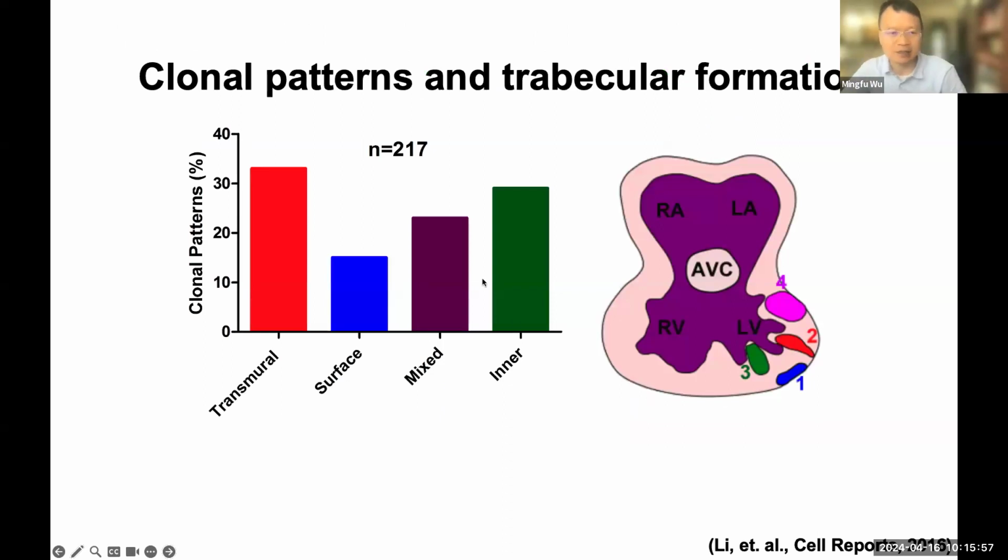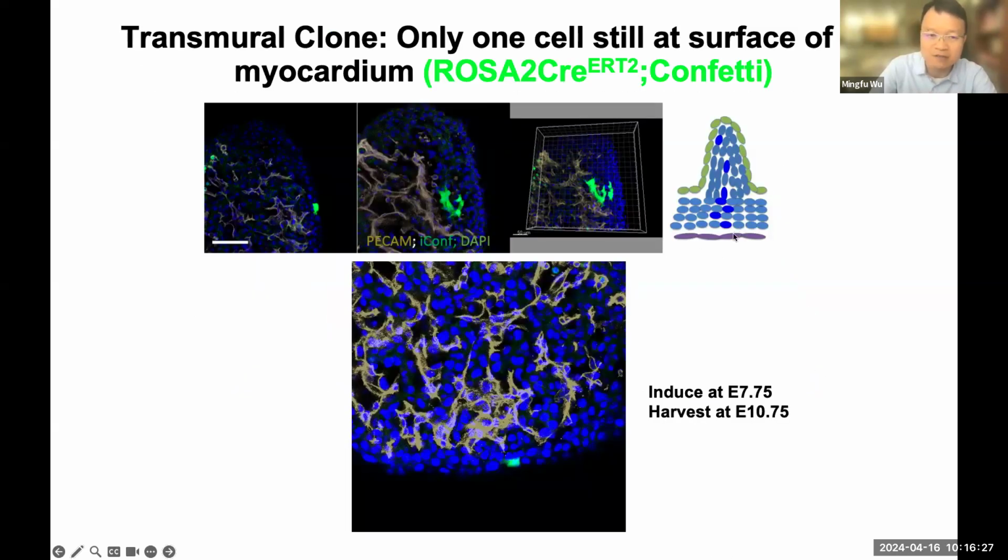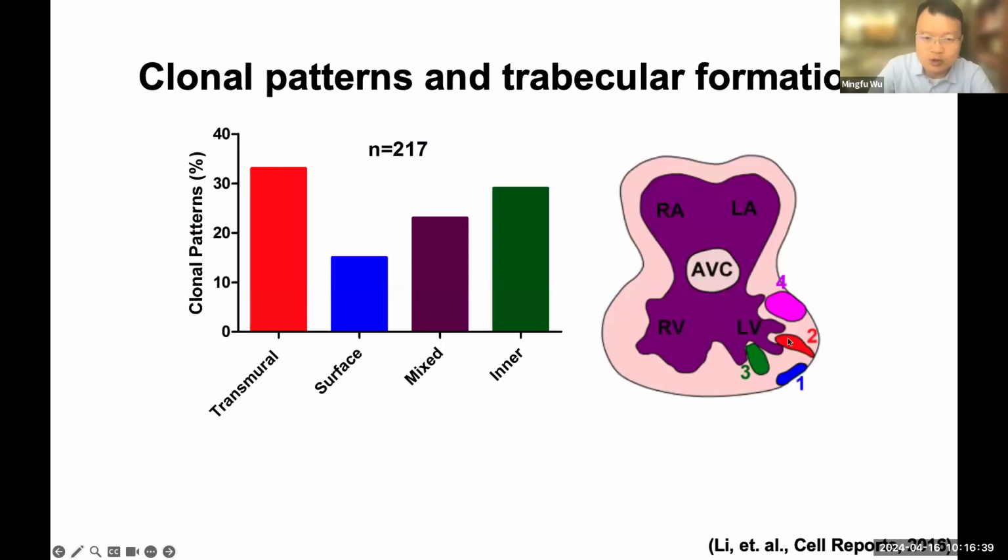So we analyzed 217 clones, and we found that those clones display 4 different patterns based on the distribution of their daughter cells. The first pattern is the surface pattern. That is, all daughter cells are still at the surface of the myocardium. We call this a surface clone. The second type is the transmural clone, as I told you earlier. This clone still has cells at the surface of the heart, but basically it is transverse, because it has cells distributed in different layers of the myocardium, so we call it a transmural clone.